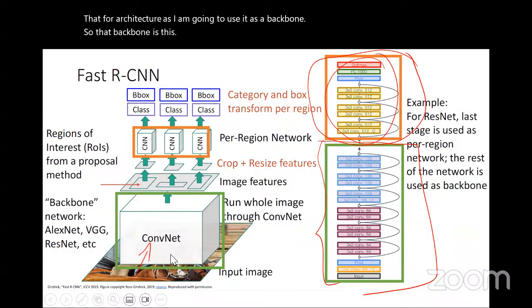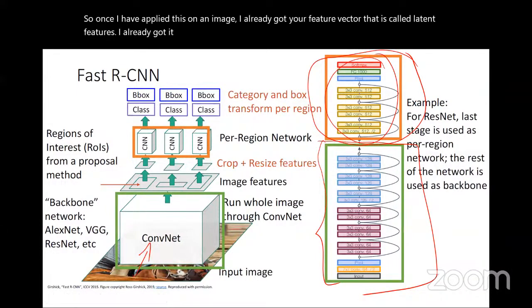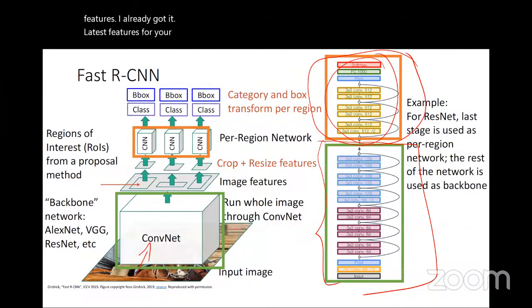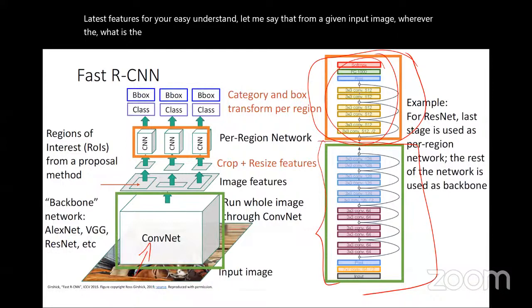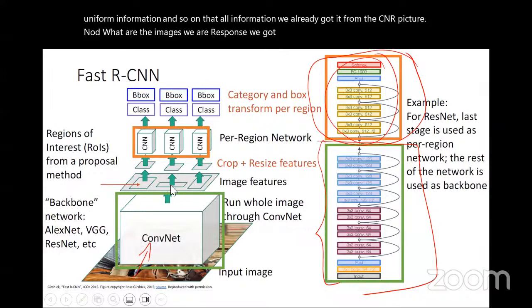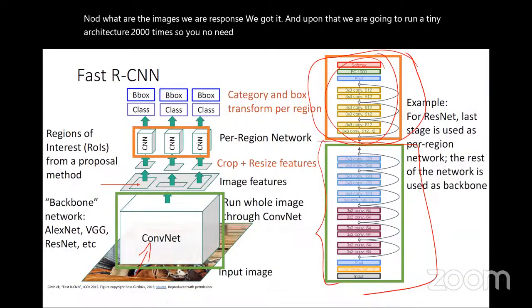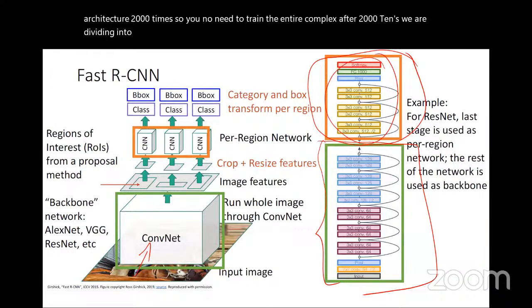Once I have applied this on an image, I already get a feature vector called latent features. For easy understanding, from a given input image, we already know what is the background, where is the uniform information, where is the non-uniform information, and so on. All that information we already got from the CNN architecture. Now, upon that response, we run a tiny architecture 2000 times. So you need not train the entire complex architecture 2000 times. We are dividing it into two parts. That is Fast RCNN.